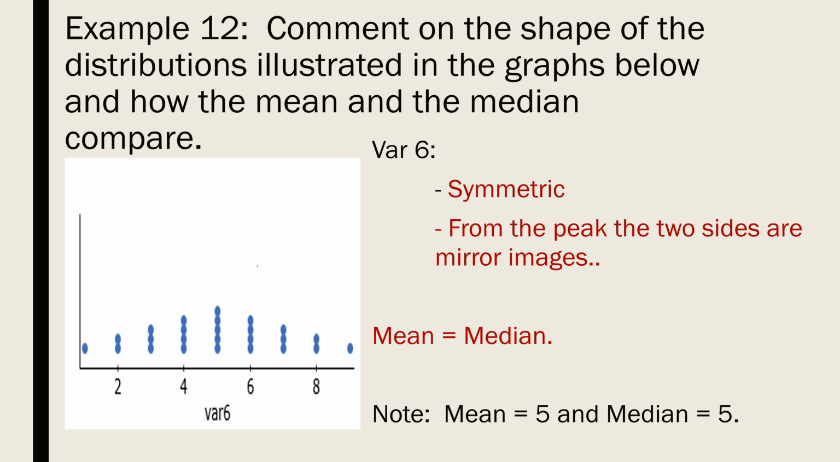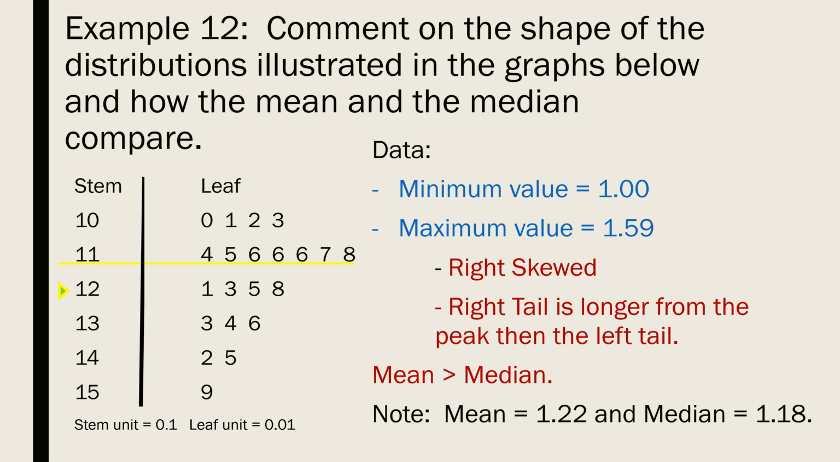And it is obvious that this dot plot shows us the distribution is symmetric. And for a symmetric distribution, the mean should equal the median. And from the actual data set, we have that the sample mean is 5, and the sample median is also 5.